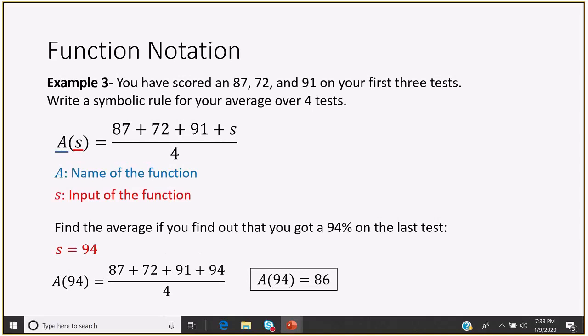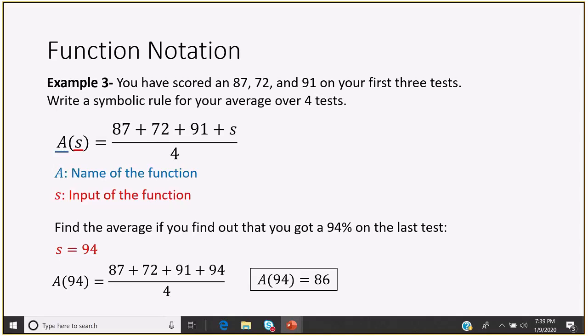I didn't mention, but I should mention, one of the most common mistakes I see with this function notation, and it completely makes sense, I get why it happens, is that when we see that A of 94 is equal to 86, quite often our brain goes into overdrive and we think, okay, I can't stop there. I have to get A by itself because I'm looking for my average. That's just a name of the function.